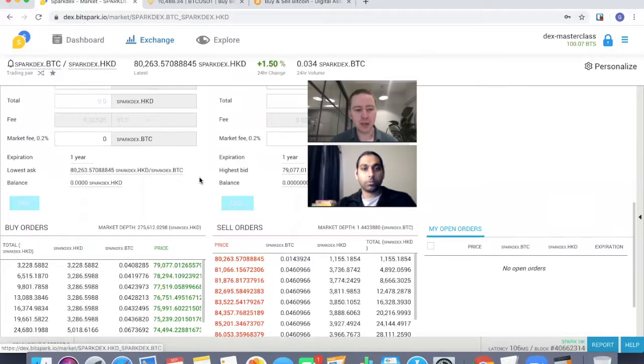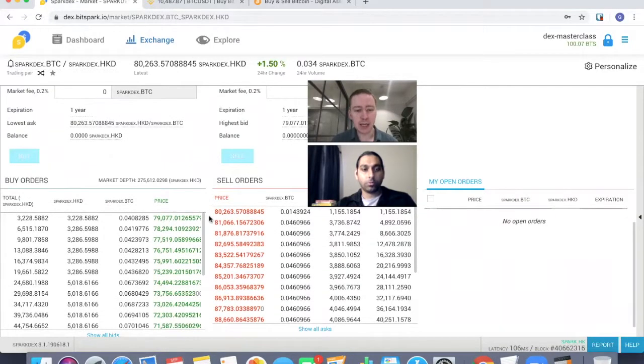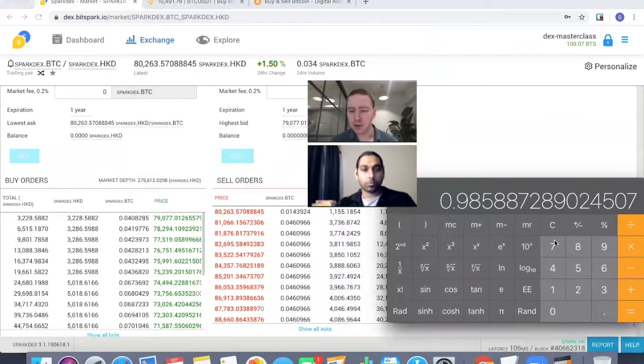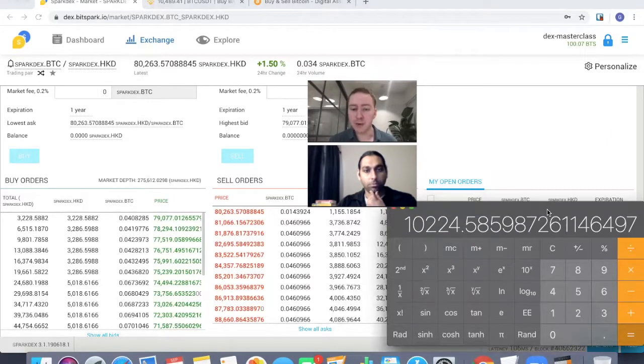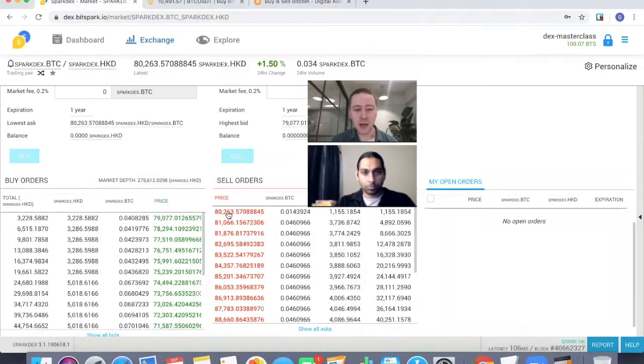So if we convert this into HKD at the moment, we can see the order book. You've got bids at 79,000 and an ask at 80,263, and let's say in USD terms, just by dividing by the peg, 7.85, 80,263 divided by 7.85, we're at a price of 10,224. Right now, remember, on Binance the price is 10,489. So if you buy on this Hong Kong dollar market, you're actually getting a $200 US discount, right?